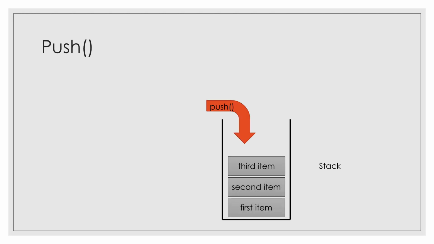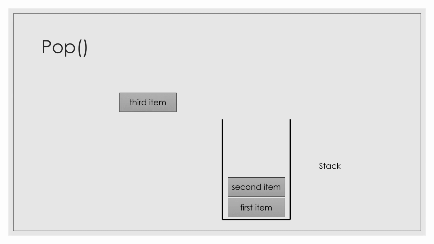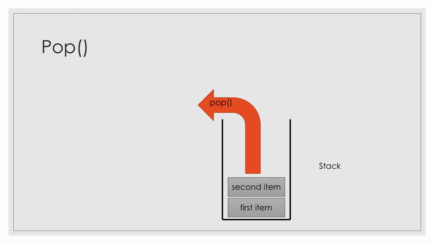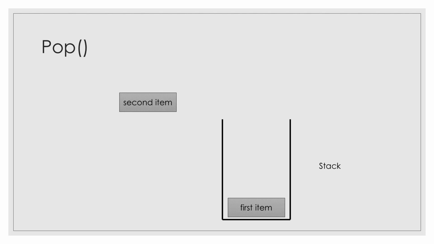Eventually we're going to want to start to remove things. Removing is called popping off of the stack. So we push things on, we pop things off. The one on top is the one that goes off. That was the last thing in. It's the first thing out. Once that's removed, the second item comes out. And once that's removed, we can pop out the first item.